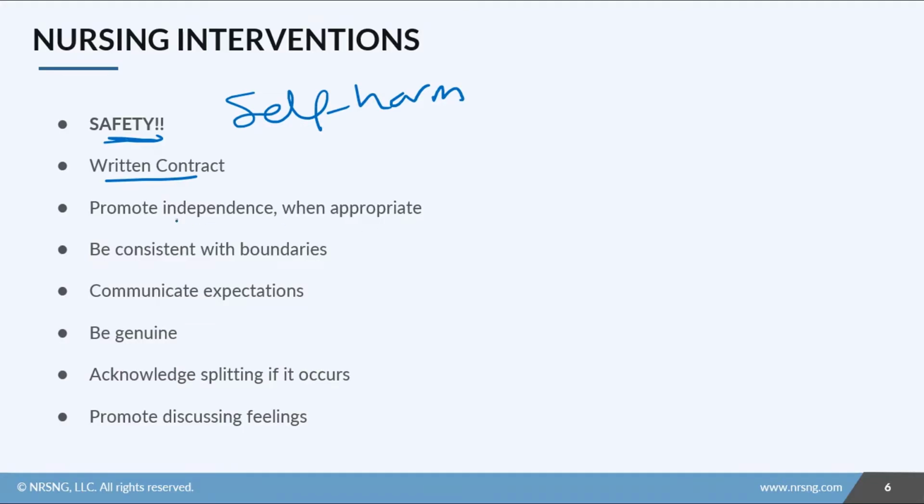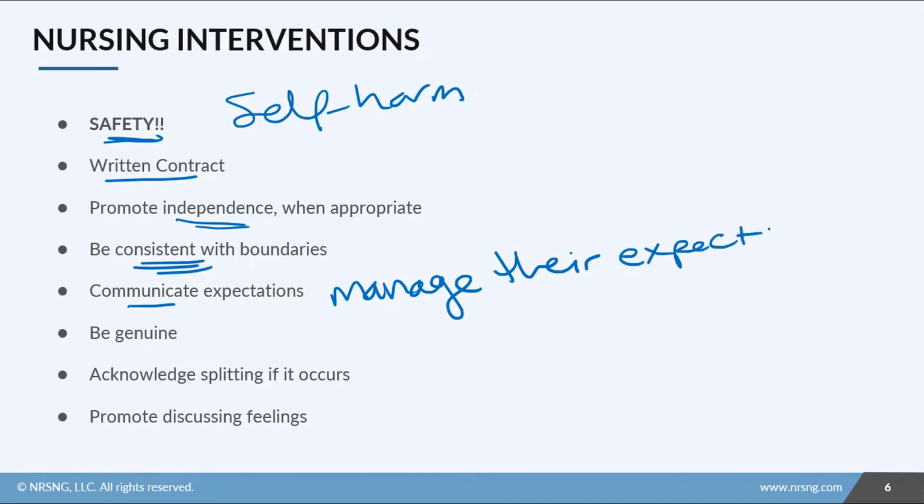We also want to promote independence whenever possible, but we still need to be consistent with our limits and boundaries. We also need to make sure that we communicate our expectations as well as managing their expectations. So they need to know what we expect them to do, and they also need to know what we will and won't be doing for them.